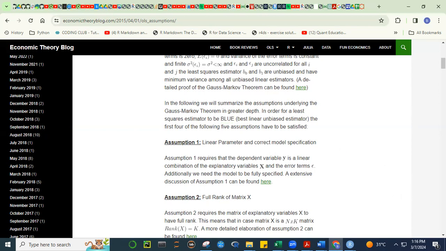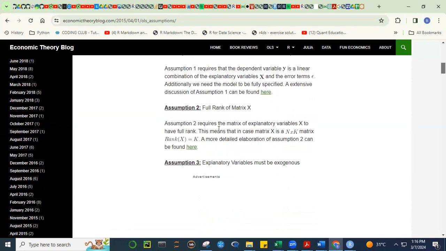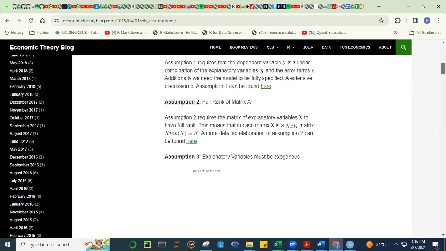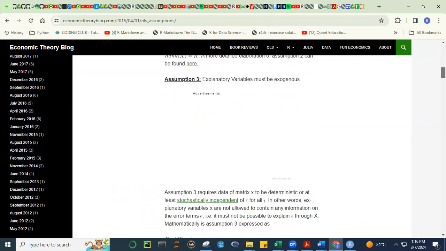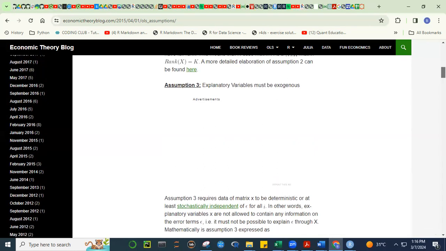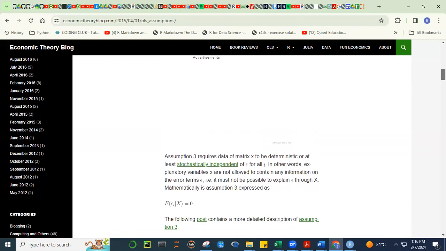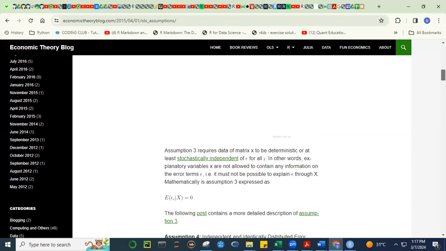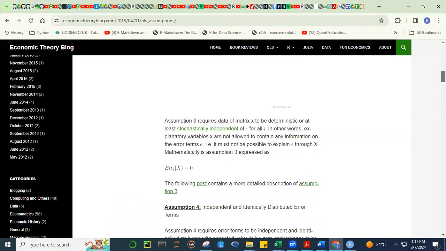Okay? Then we have this: full rank of X. I'll leave this for your own perusal because it goes into a bit of linear algebra, but I hope you spend a little time to study what full rank of matrix X means. The matrix X is the matrix of your predictors. Then, explanatory variables must be exogenous. What does exogenous mean? Our predictors should not be what we are predicting. What we predict is the dependent variable, which we call the endogenous variable. So the predictors, the independent variables, are not what we are predicting. That means they are given. So they are independent.